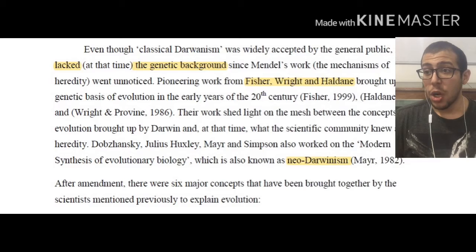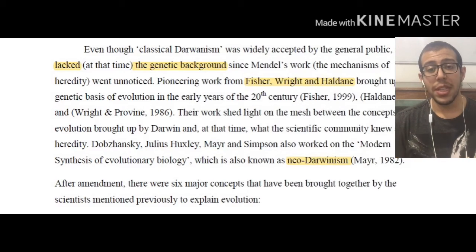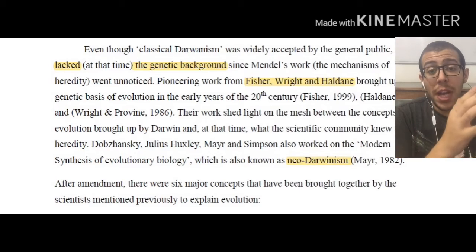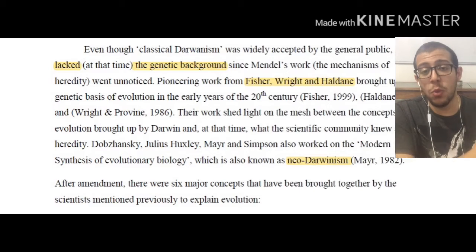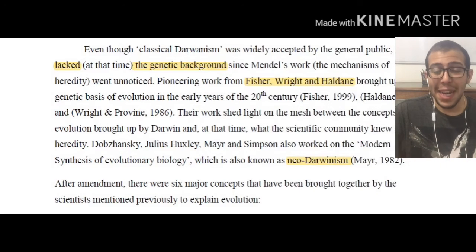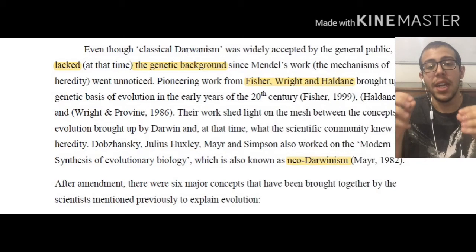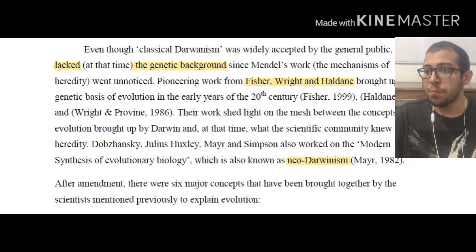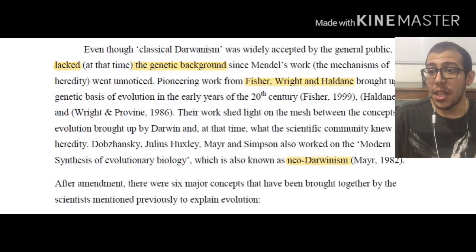Now, here I mentioned classical Darwinism, and I just want to point out that by this I mean all the information that Charles Darwin himself mentioned back in The Origin of Species about 180 years ago. So by classical Darwinism I mean the core of what Charles Darwin basically deduced from his findings. It was widely accepted by the general public at the time, but it actually lacked the genetic background.